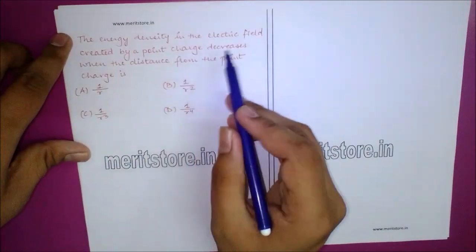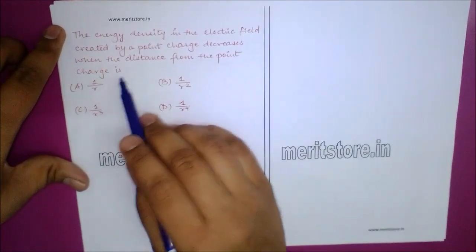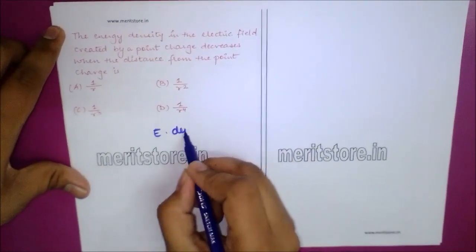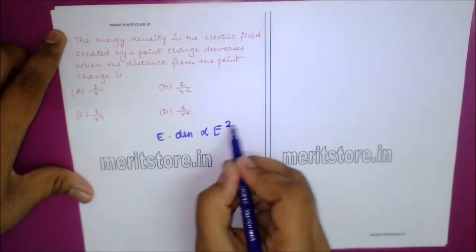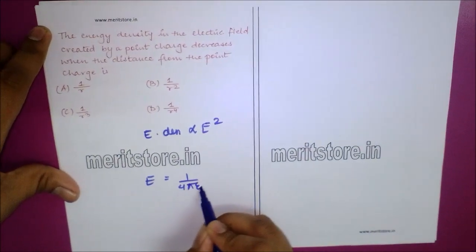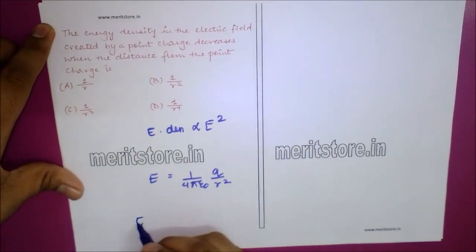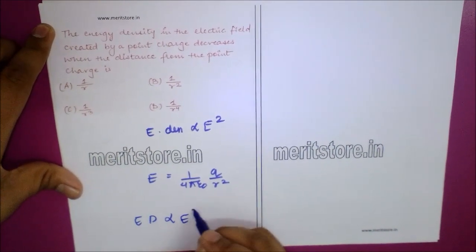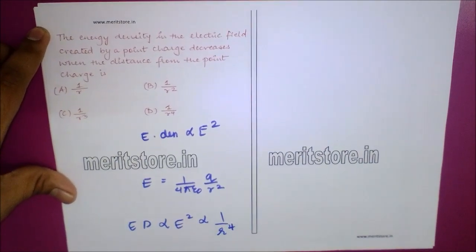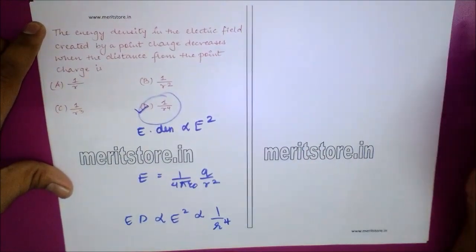The energy density in the electric field created by a point charge decreases with distance from the point charge as what? Now to solve this question, we know that energy density is directly proportional to E square, where E is equal to 1 upon 4 pi epsilon 0 into Q upon R square. So energy density is directly proportional to E square, which is directly proportional to 1 upon R raised to 4. So option D is the correct answer.